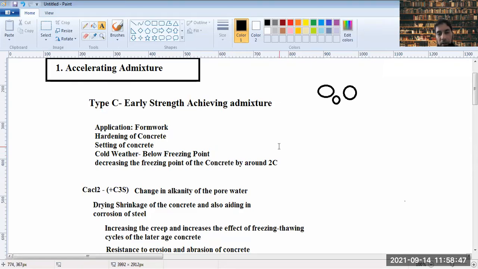But below the freezing point, that is 0 degrees Celsius, it decreases the freezing point of the concrete by 2 degrees Celsius. We don't want to use it below 0 degrees Celsius. What I mean is, 0 degrees Celsius is the freezing point of water, and this is decreasing the freezing point by 2 degrees. So you can use it up till 0 degrees Celsius.